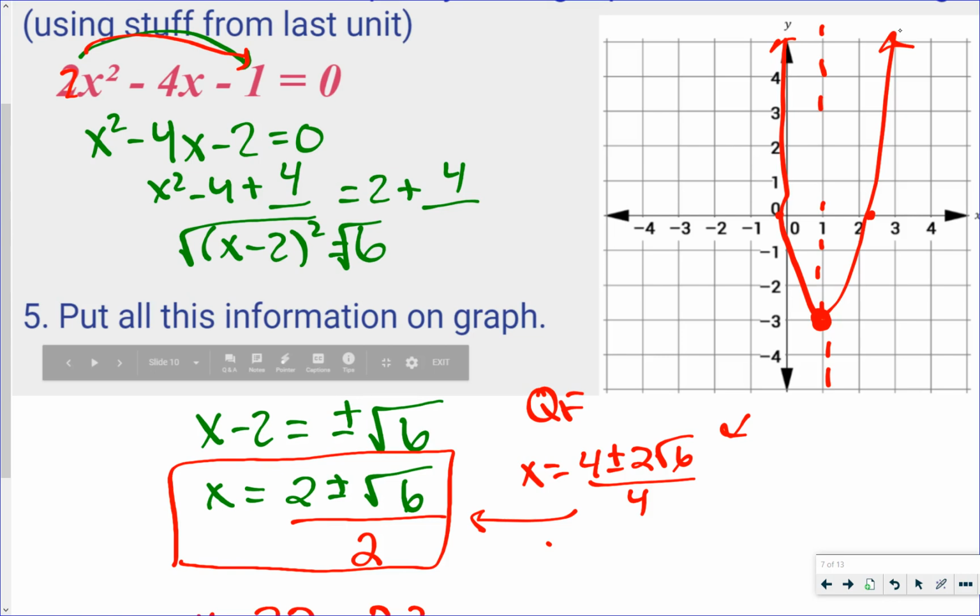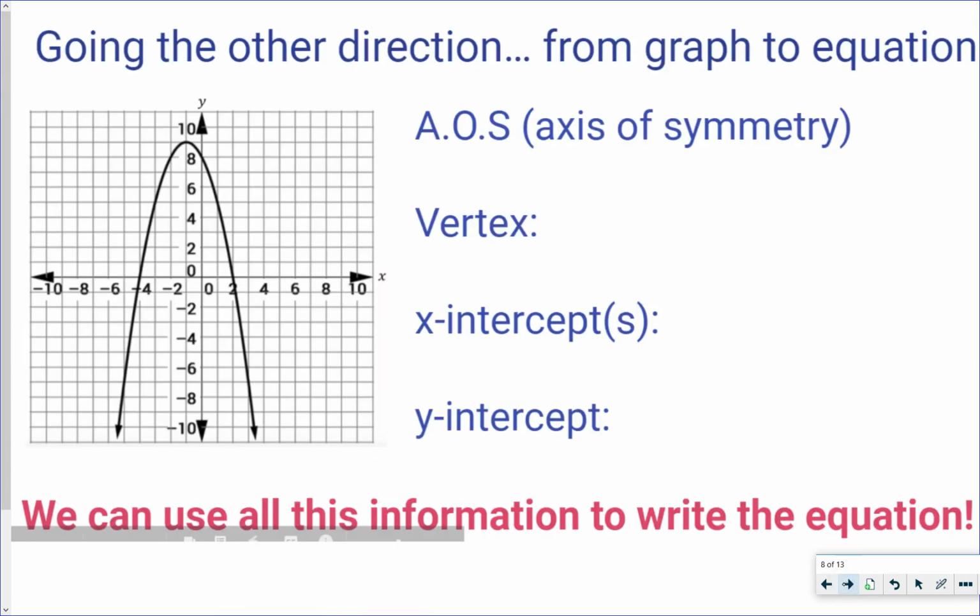Alright? So I think the hardest part with these is just converting our radicals to decimals. The other steps weren't too bad. Anything else you have for me? Okay, because now we're going to go opposite. Now I'm going to give you the graph and ask you to write the equation.